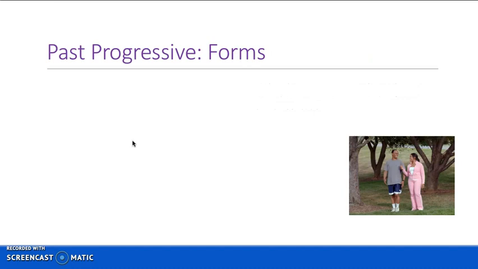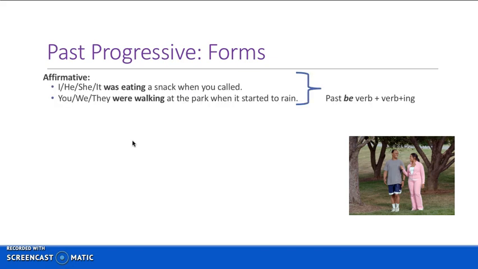These are the forms of the past progressive. The only difference between the past progressive and the present progressive is that we use the past form of the be verb, which is was, for I, he, she, and it, and were for you, we, and they.